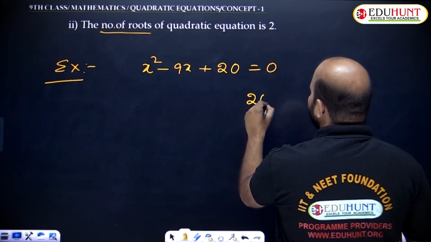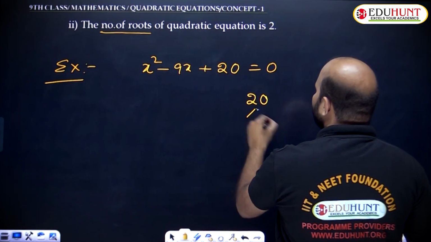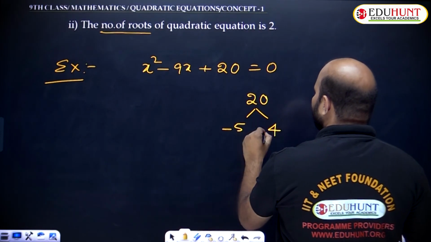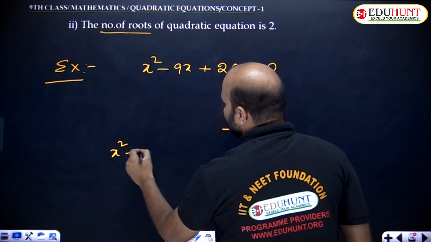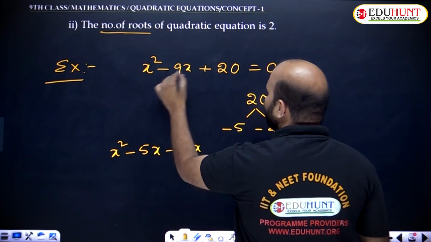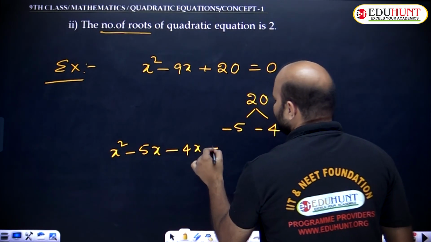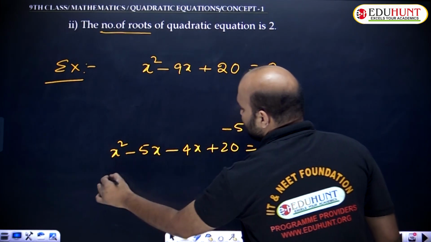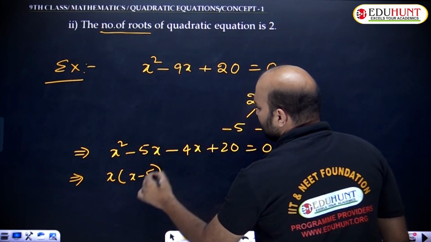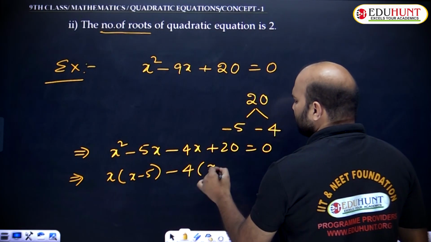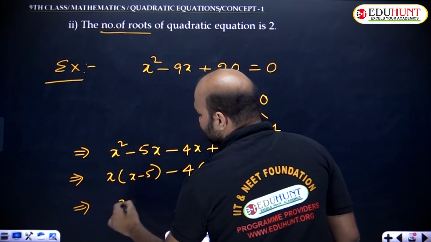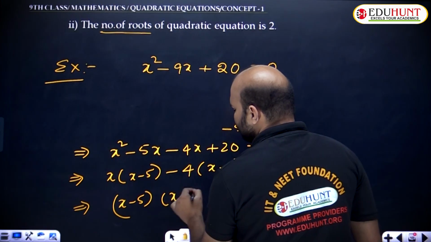Here the constant value c, which is 20, can be written as 5 into 4. But the x coefficient is 9, so it can be written as minus 5 minus 4. Now the equation can be written x square minus 5x minus 4x plus 20 equal to 0. In the first two terms x is common, taking x minus 5. In the next two terms, taking minus 4 as common, x minus 5, minus into minus is plus, okay, equal to 0. What I am getting is x minus 5 into x minus 4 equal to 0.